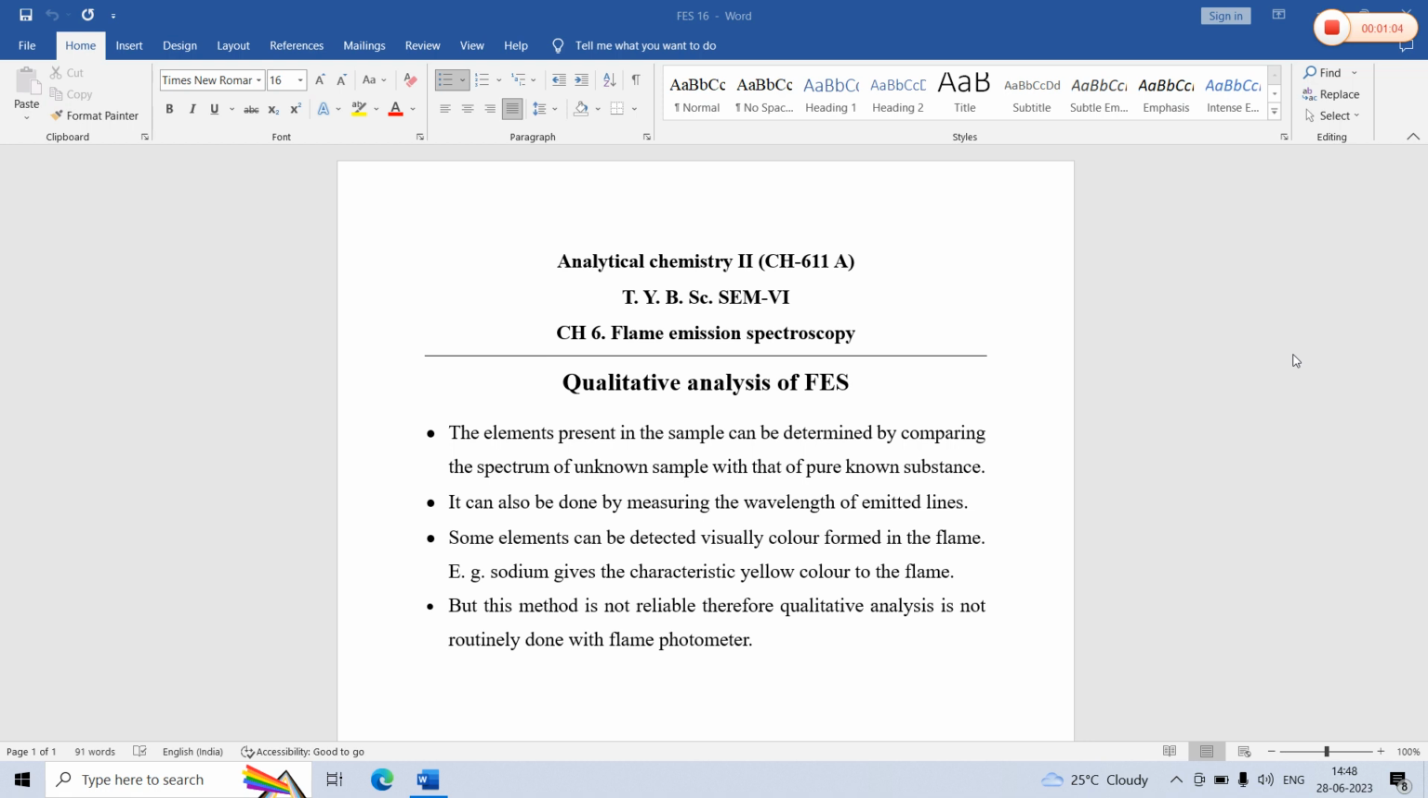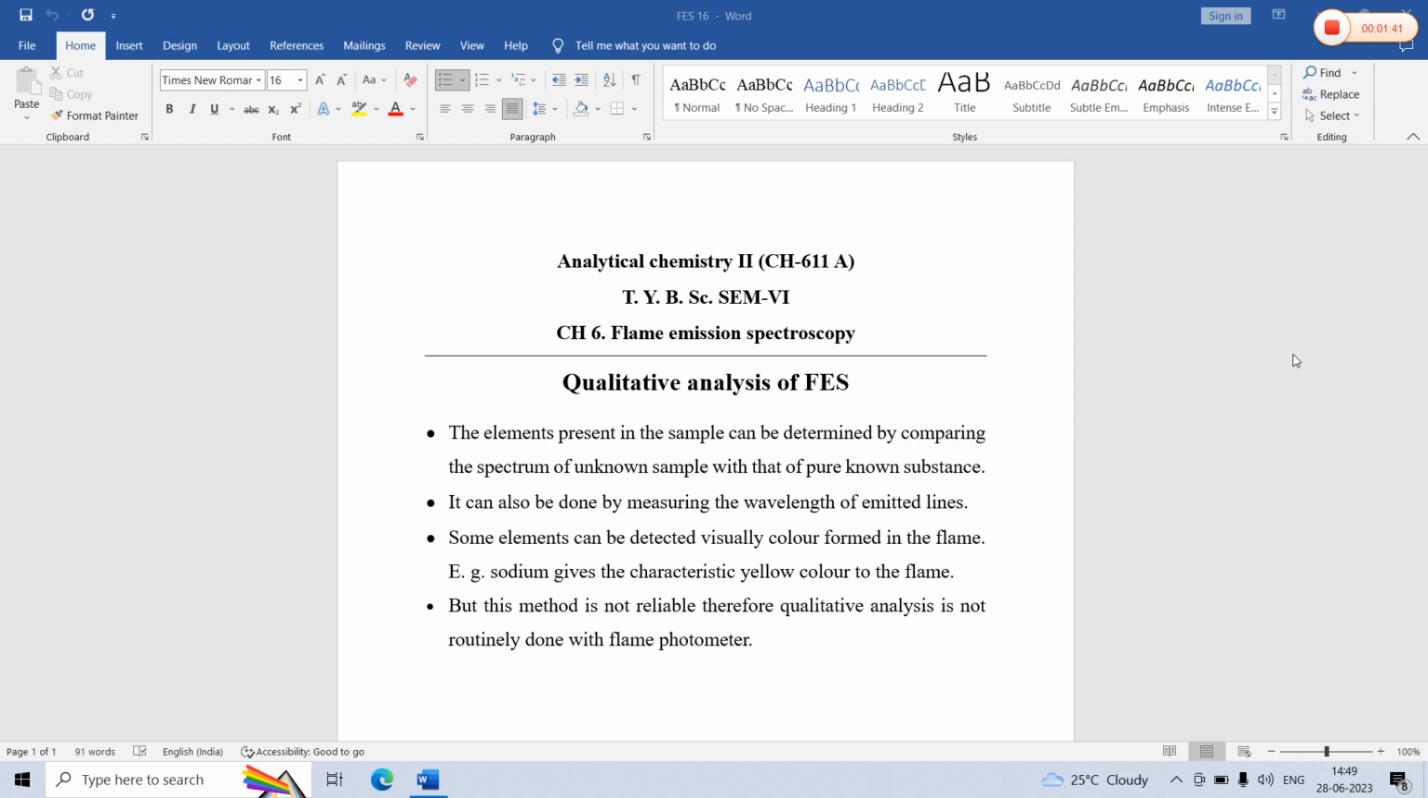Now here in the principle we have learned about the Boltzmann equation, which gives the quantitative estimation. In the principle, the wavelength which is obtained from the flame gives the qualitative estimation, and the intensity of the color gives the quantitative estimation.